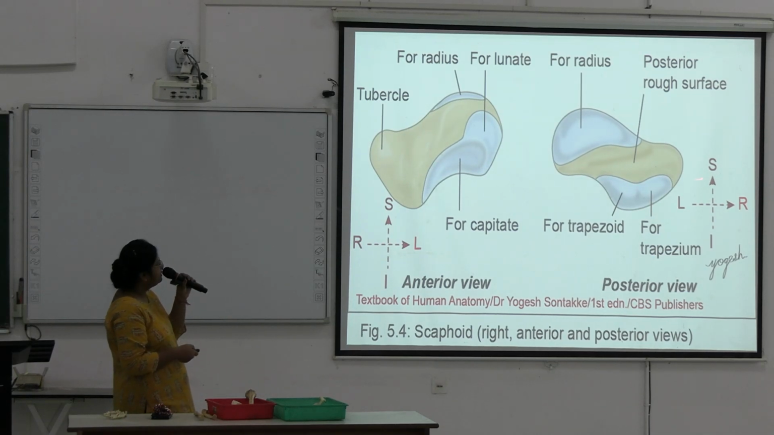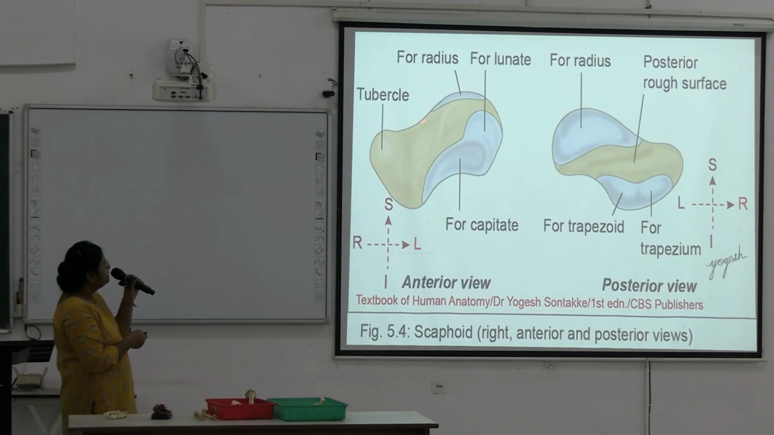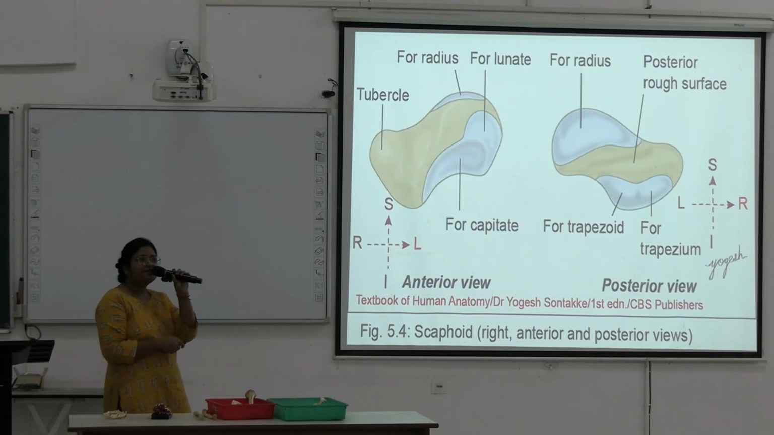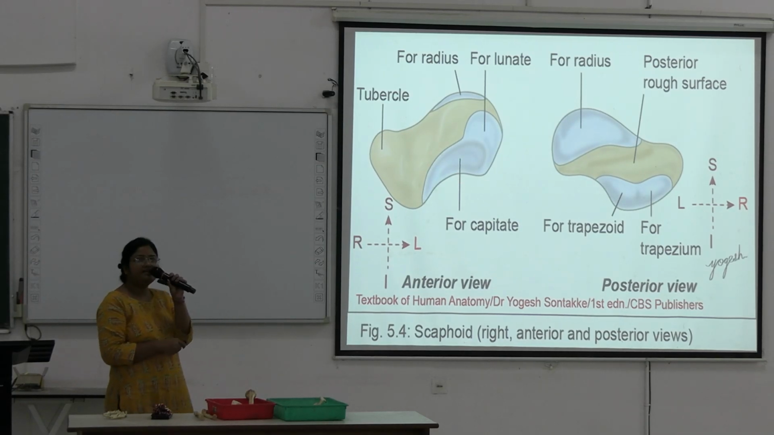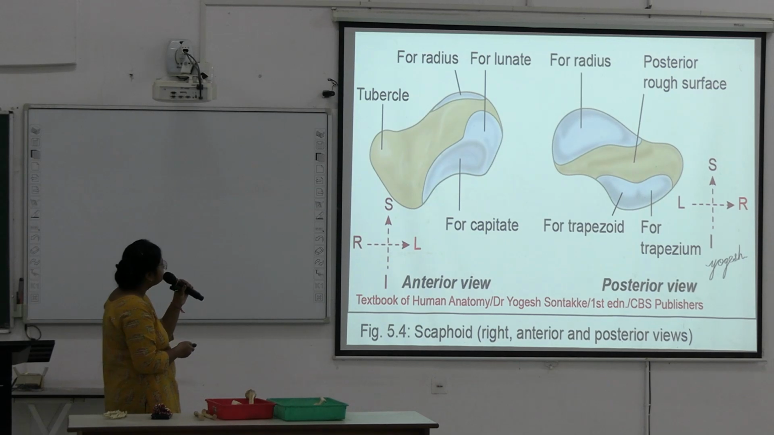So here you can see the enlarged view, the tubercle, and this middle constricted portion is known as the waist of the scaphoid. This is the most common site for fracture of the scaphoid.